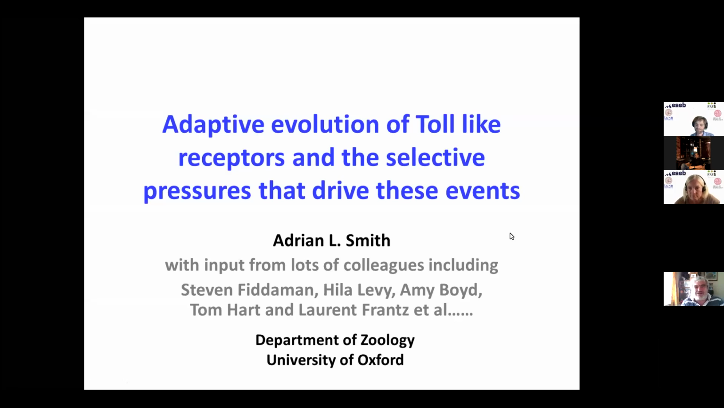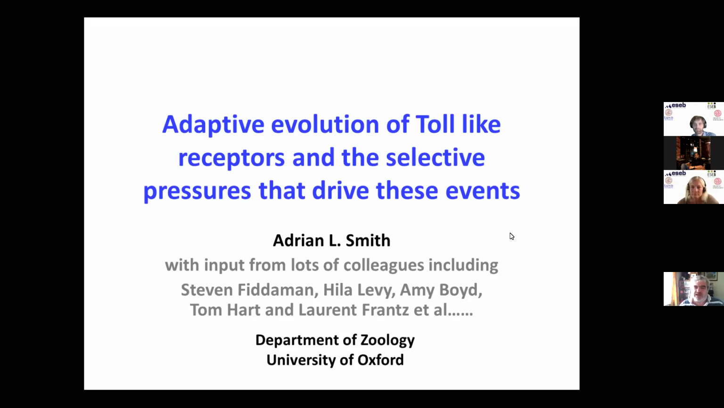I was encouraged to think in a broad way about evolution and adaptation in toll-like receptors. In some ways, I slightly regretted it when I started putting the talk together. So what I'm going to try to do is give a broad overview of the types of pressures that exist and the types of signals that we can detect. But in doing so, I will give you various examples of different aspects of evolution of toll-like receptors.